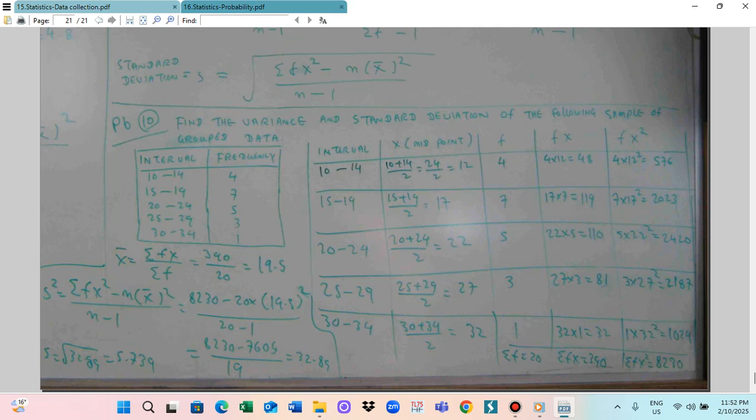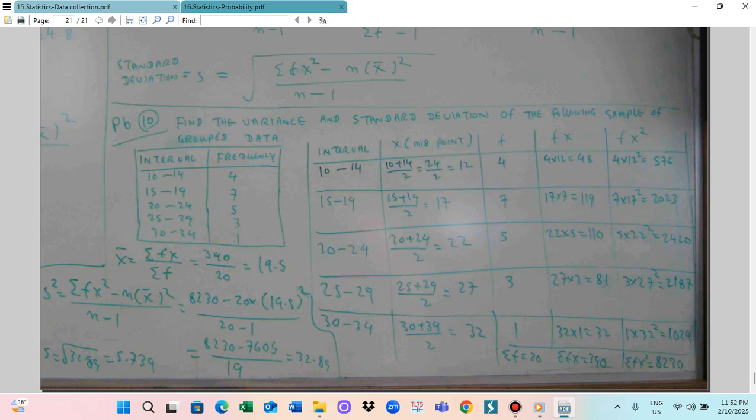Then you also calculate for the 30 to 34. So for 30 to 34, the midpoint is 30 plus 34 by 2, so this becomes 32. The frequency is 1. And f h is equal to 32 multiplied by 1, so this is also 32. And f h square is equal to the frequency 1 multiplied by h square, 32 square, so this is 1024. So we got the table like this.